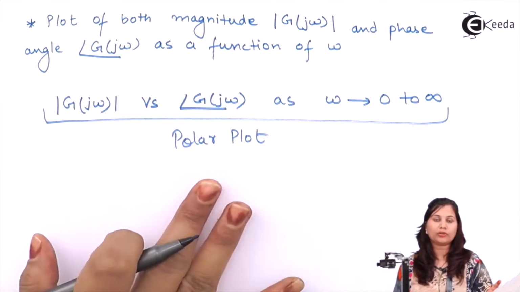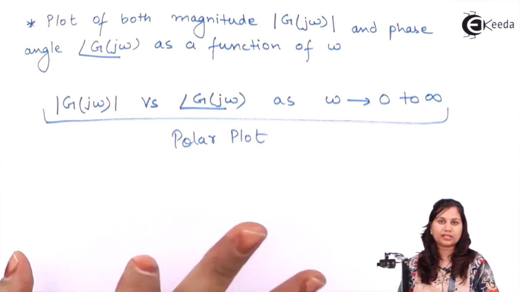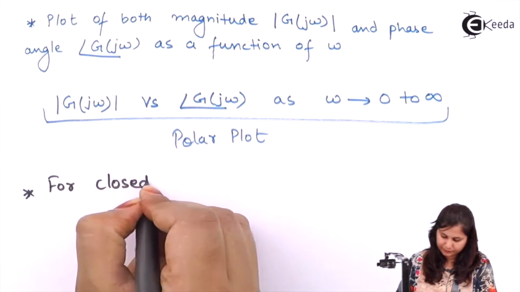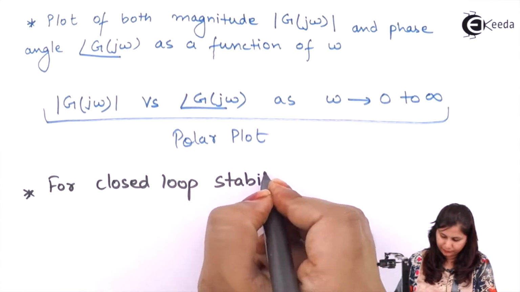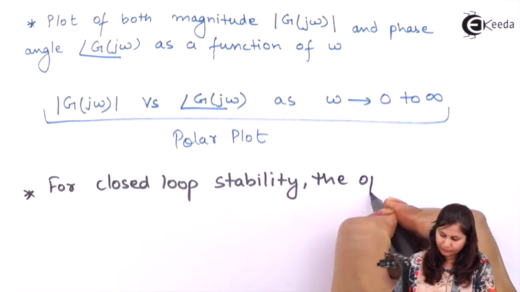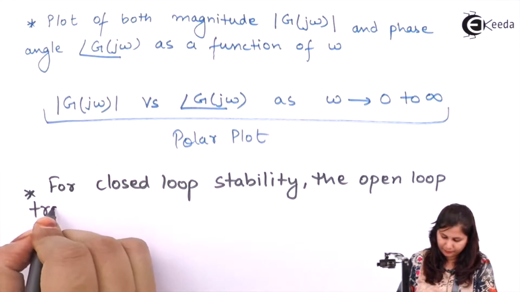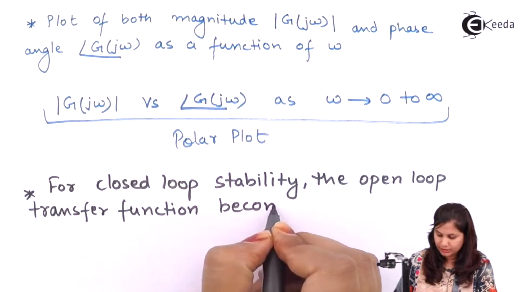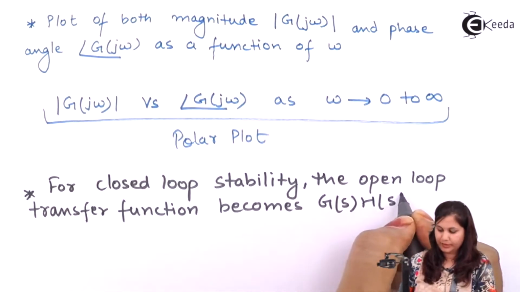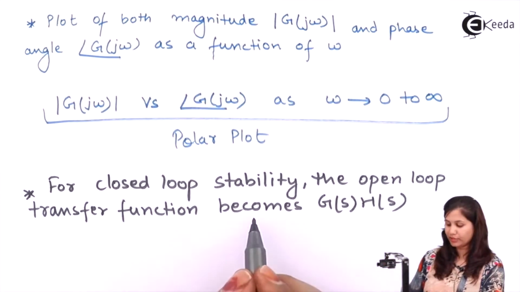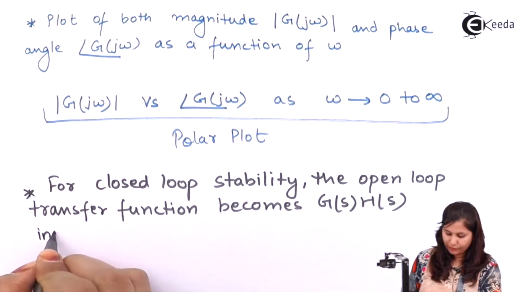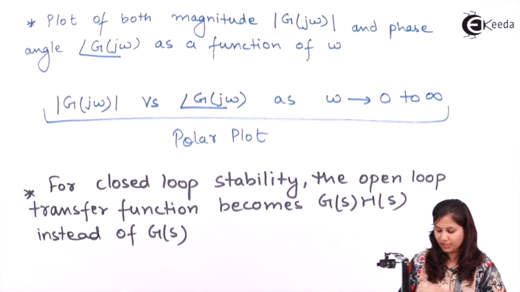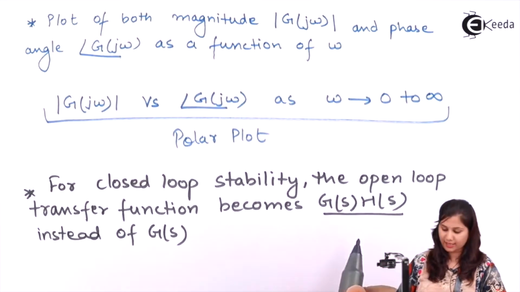Now, how can we use this polar plot to find out the closed loop stability of the system? For closed loop stability, if we want to find it out, the open loop transfer function becomes G(s)H(s) instead of G(s). So the open loop transfer function is generally G(s), but if we want to find out the closed loop stability, it is G(s)H(s).